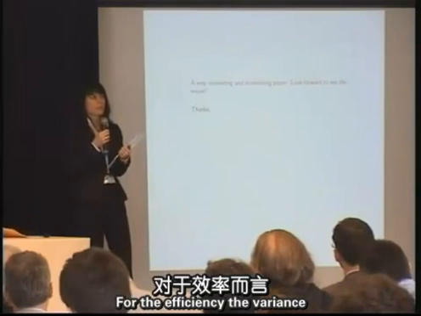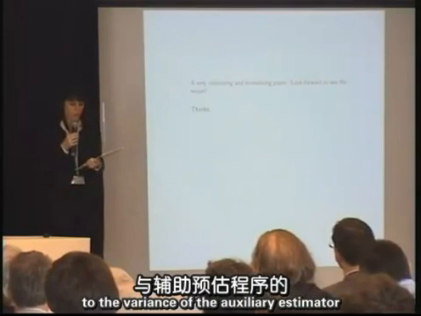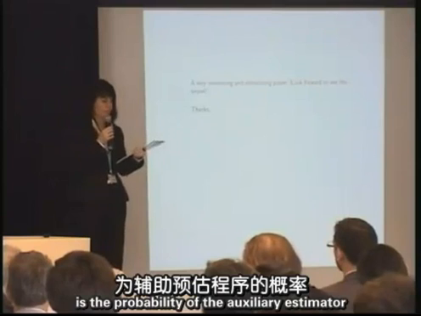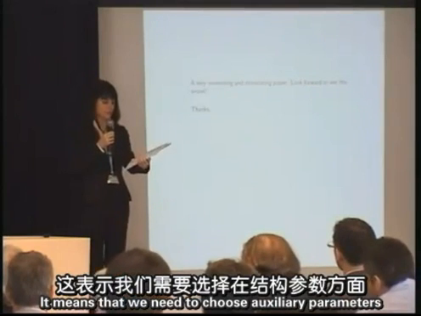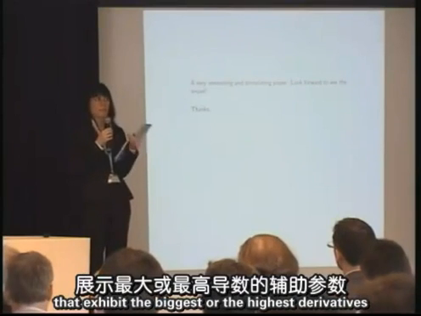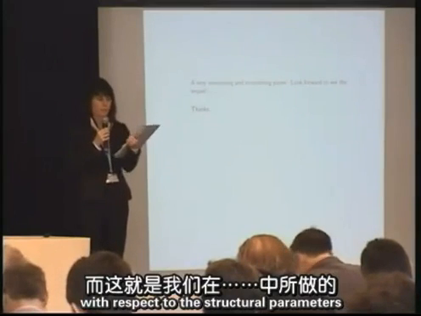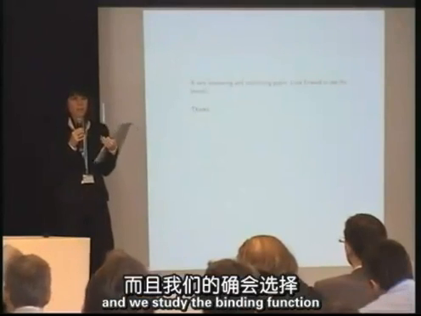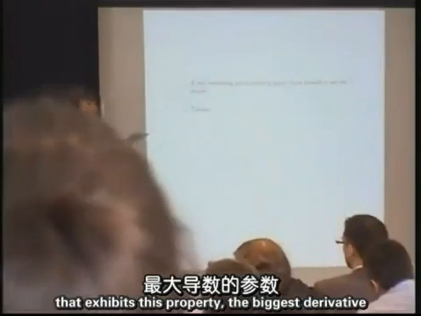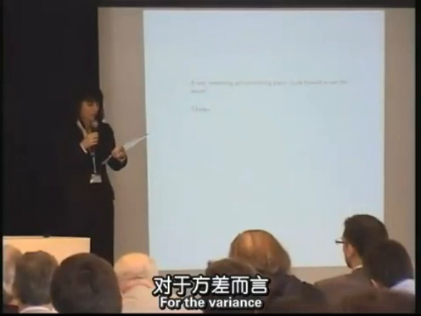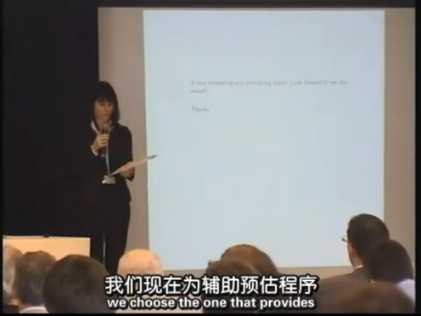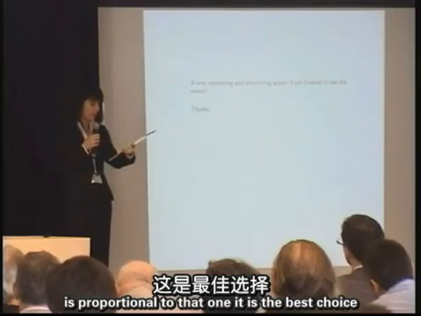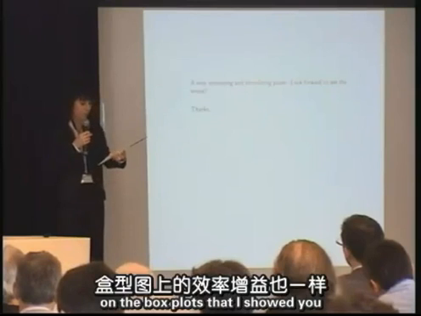For the efficiency, the variance of the indirect inference estimator is proportional to the variance of the auxiliary estimator, and it's inversely proportional to the derivative of the binding function. What is the binding function? It is the probability limit of the auxiliary estimator. It means that we need to choose auxiliary parameters that exhibit the highest derivatives with respect to the structural parameters. And this is what we do: we consider a variety of statistics, and we study the binding function, and we choose the one that exhibits this property, the largest derivative. And for the variance, we choose the one that provides the smallest variance for the auxiliary estimator, and since the indirect inference estimate is proportional to that one, it is the best choice. We also show the efficiency gain on the box plots that I showed you.